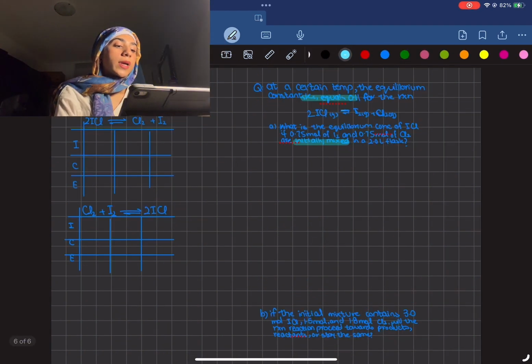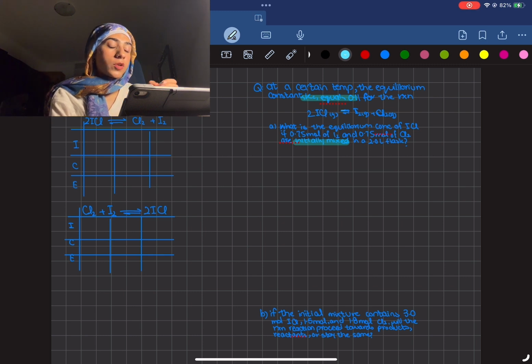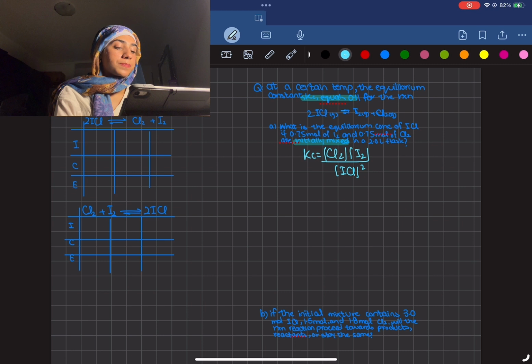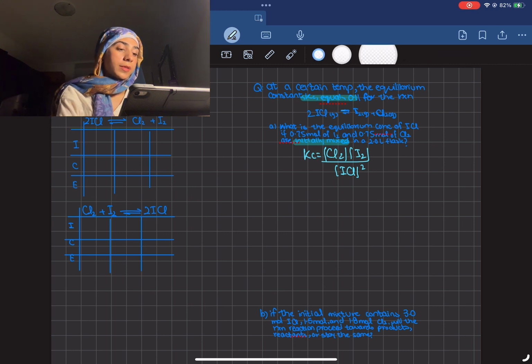Now we'll go ahead and look at this question. So I'm provided with my KC, which is 0.11, and I need to find the equilibrium concentration of ICl. So I'll notice how my equation is already balanced, so I'll just write my KC, which is products divided by reactants, concentration of them, ICl, and don't forget the square because 2 moles of ICl are available.